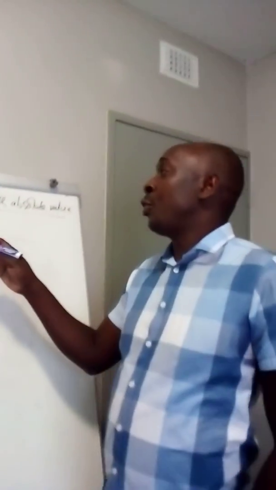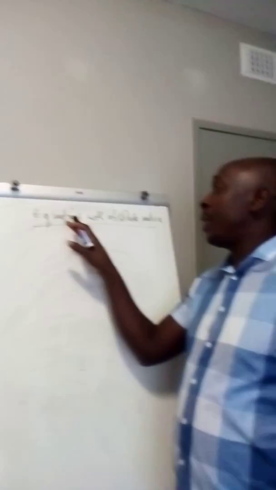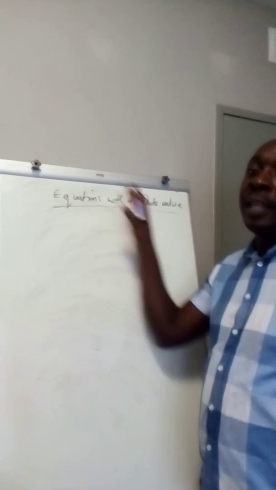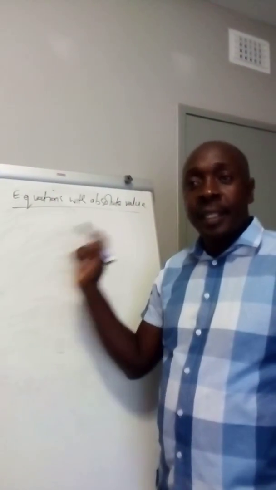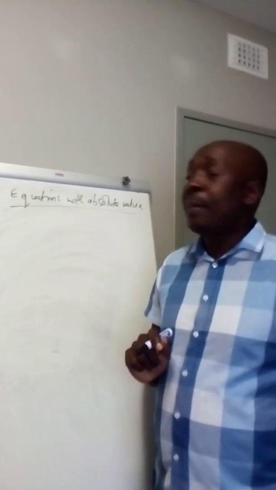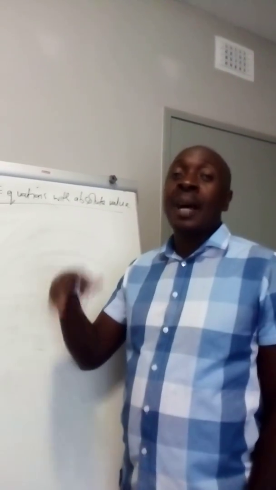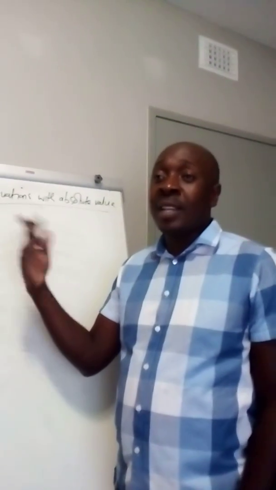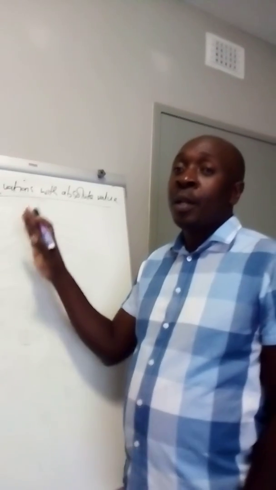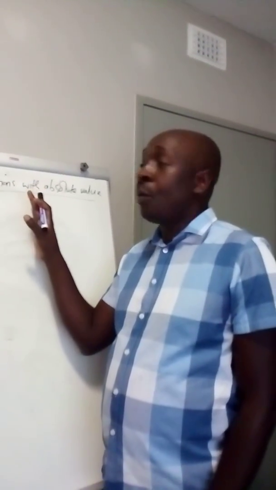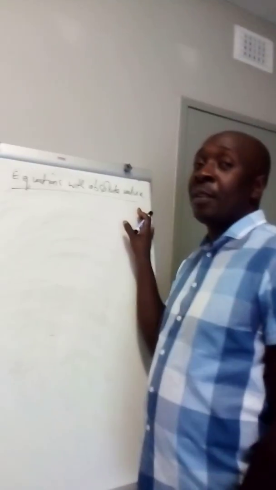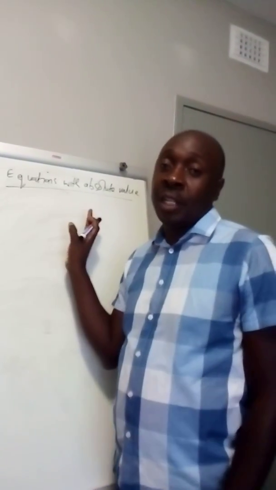Welcome back, guys. This time I just want to show you how to deal with absolute value in linear equations and inequalities. Maybe let's go back to the definition. What is absolute value? Remember what I said last time: absolute value is the distance from zero, both moving in the positive and in the negative direction.